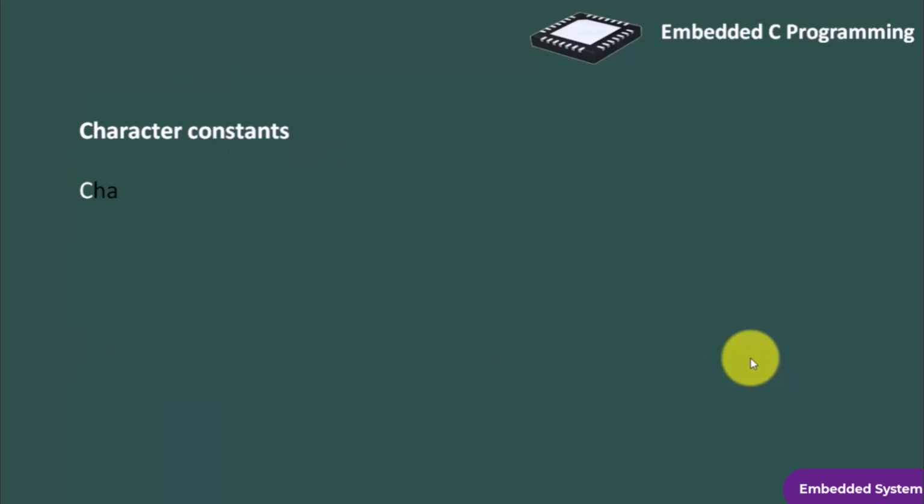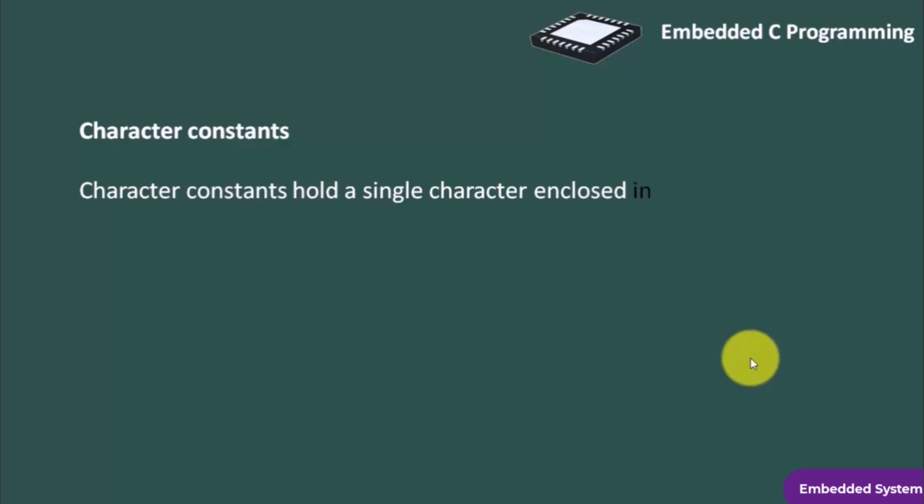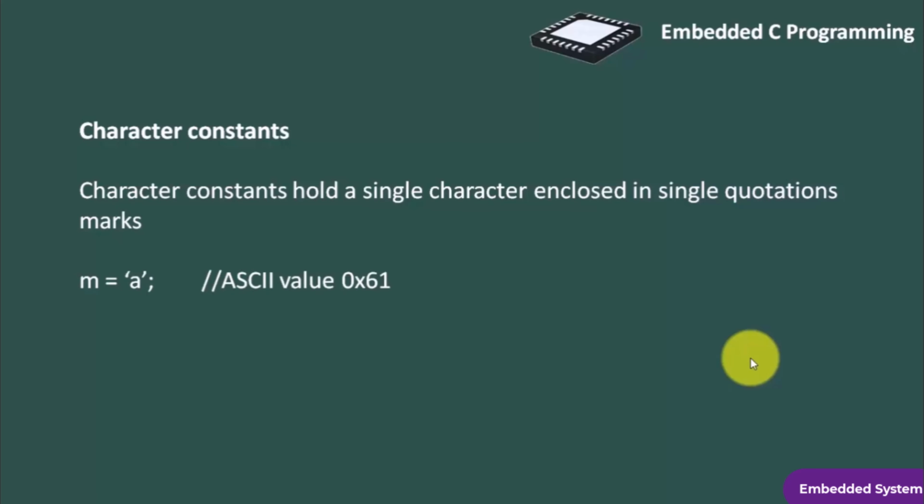Character constant. A character constant holds a single character enclosed in single quotation marks. Here is the example. m = 'A'. Here, the ASCII value of A will get stored into variable m. A character can also hold integer values. Here is the example. m = 0x01.